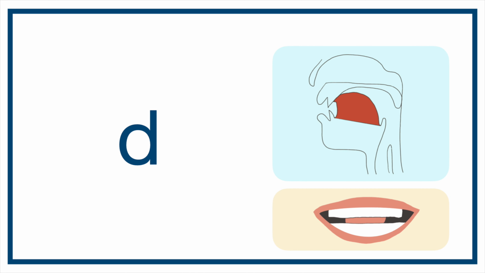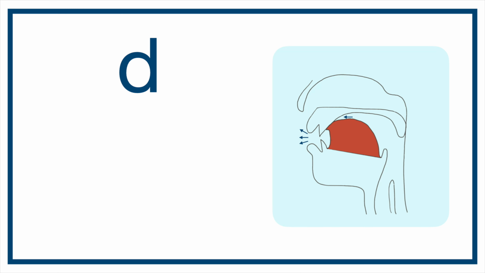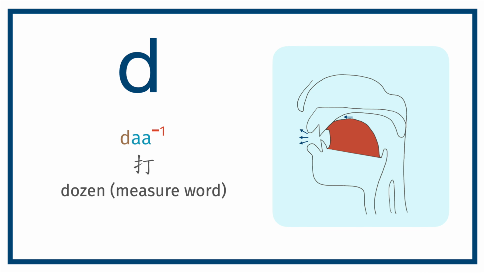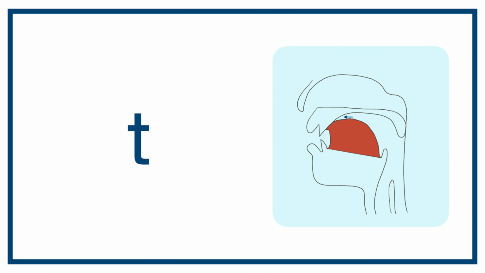The first one is d. To pronounce d, you need to put the tip of your tongue on the alveolar ridge, block the air with the tip of your tongue, then flick your tongue and release the air. D, d, da, da. T's pronunciation method is the same as d, but you need to release a stronger airflow when you flick your tongue, like t, t, ta, ta.